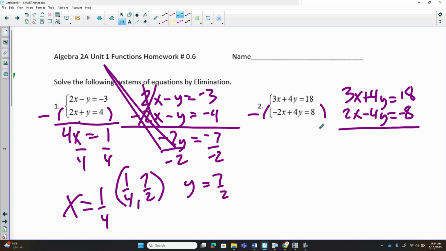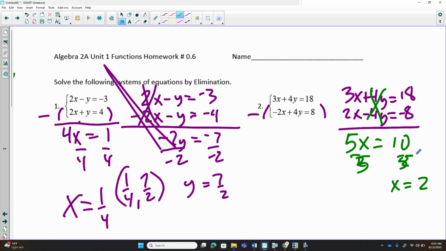So when I put this together, as you can tell, the y's cancel. I'm going to get a 5x is equal to 10. I'm going to divide by 5, so x is equal to 2. Now what do you do, Peyton?